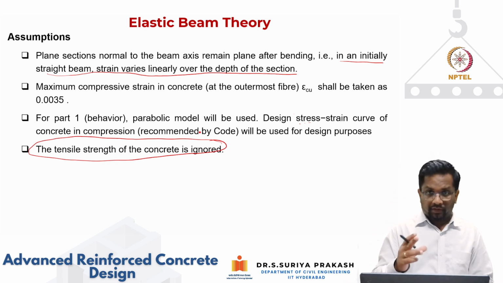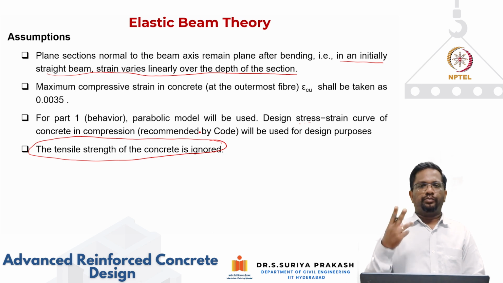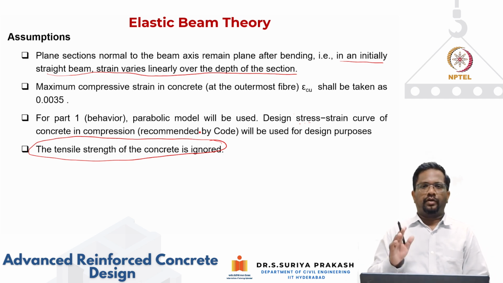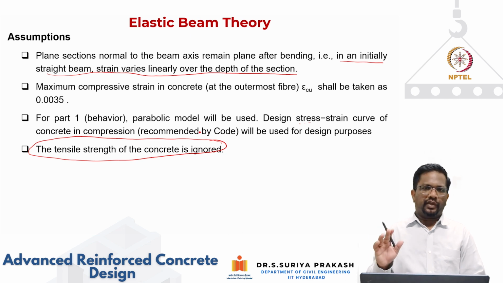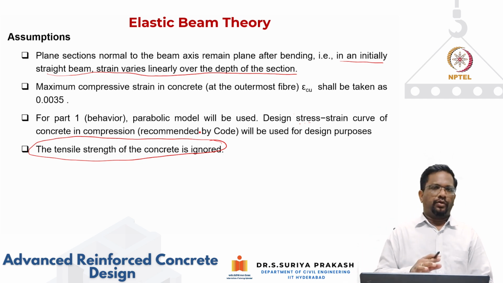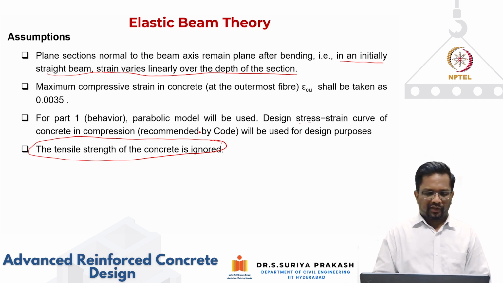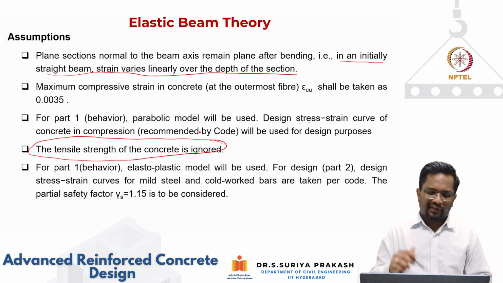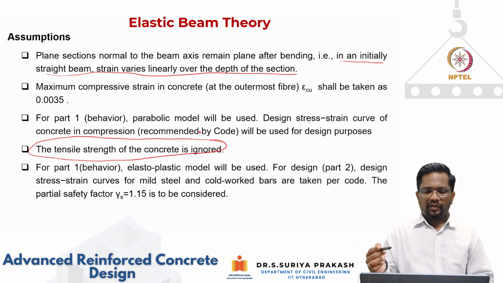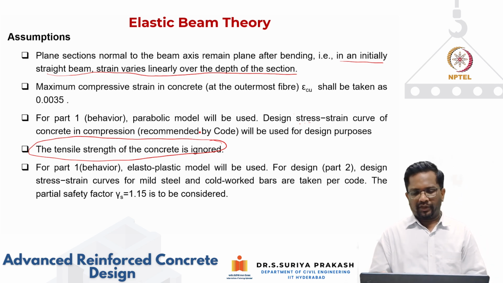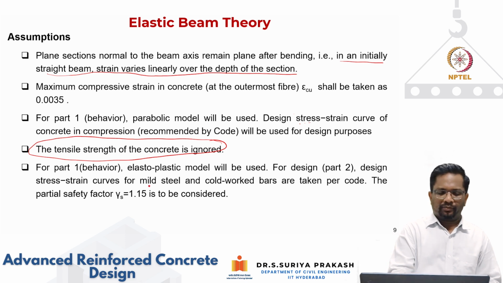However, if you're using a special concrete like ultra high performance concrete where you usually put 2% of steel fibers, or a steel fiber reinforced concrete where you put a lot of steel fibers, then this assumption will not be valid. Okay, for a typical normal concrete not reinforced with any fibers, ignoring the tensile strength of concrete for ultimate capacities is a good conservative assumption. As we've said, for steel also, for part one, we are going to use the elastic plastic model. For design, for part two, using the IS code provisions, we are going to use the design stress strain curves that are specified by the IS code, where we will also use partial safety factors.